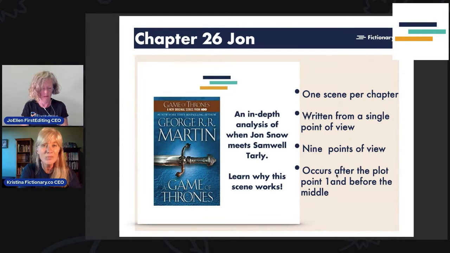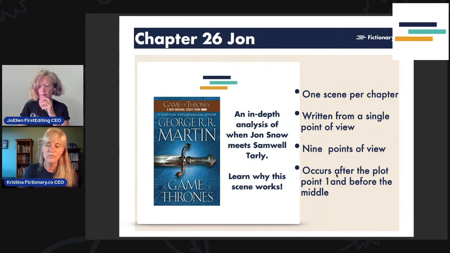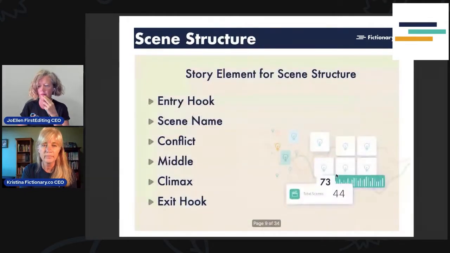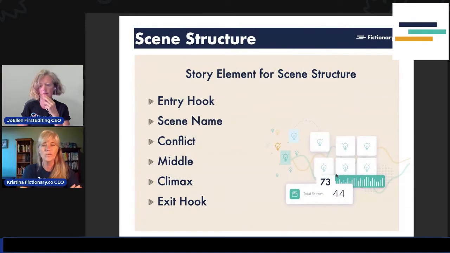Now, he has 9 points of view in the story, which is a lot, and yet it works. And the particular scene we're looking at occurs after plot point 1 in the story and before the middle. So John is gathering his team here, and he's at the Night's Watch at the Wall, and he is training some of the recruits. Okay, so what we're going to look at here.